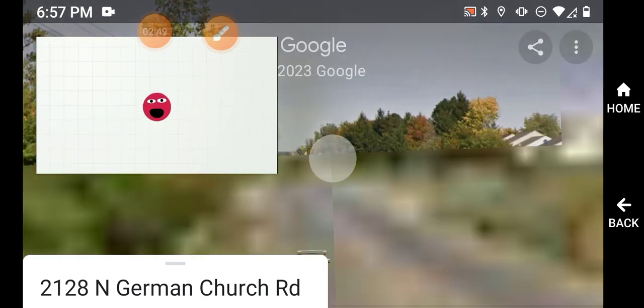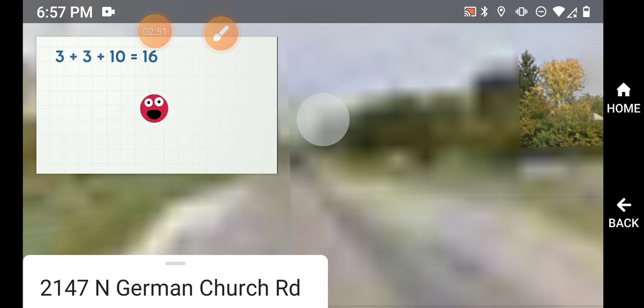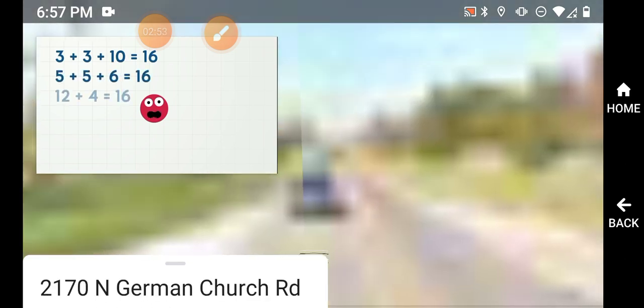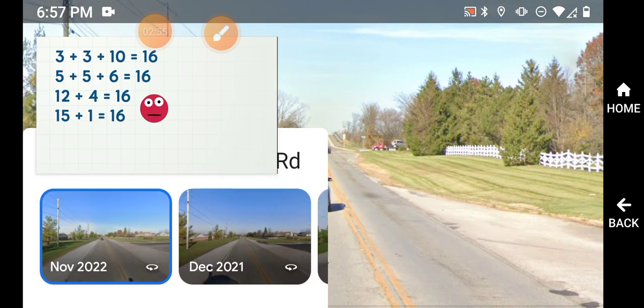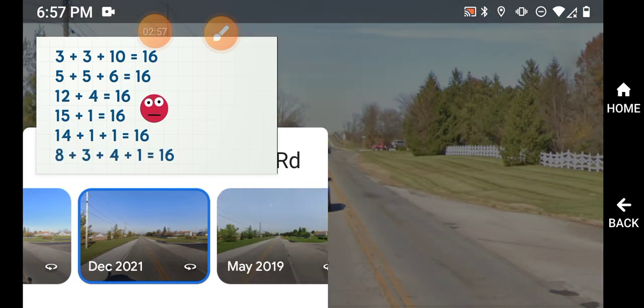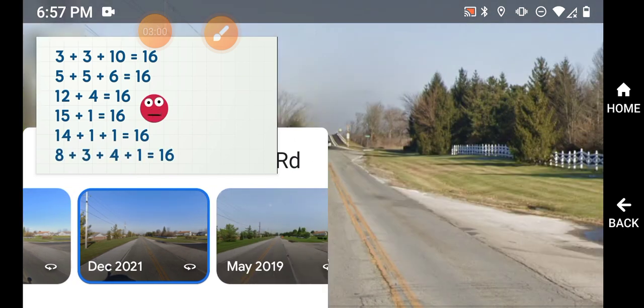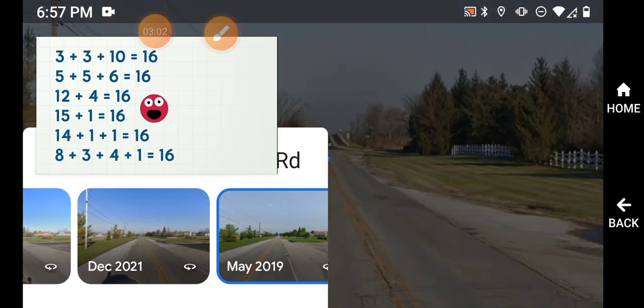And guess what? You can also make up and take apart the number 16 with other numbers that we haven't even practiced yet. It's true. Okay, that is all the time we have today for composing and decomposing.